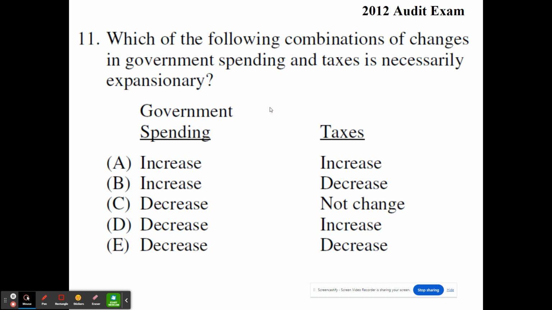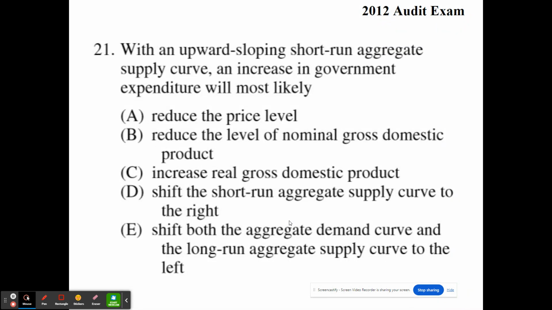Okay, if we went back to our notes, we'd say, what is an expansionary fiscal policy? I'd want to increase government spending, so A or B work, and I want to decrease taxes. So now I'm thinking B. Okay, number 21, with an upward sloping short-run aggregate supply curve, an increase in government expenditures will most likely, all right, so let's see. What do we have here? I'm going to pause it and ponder it.